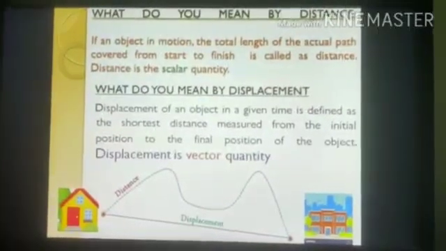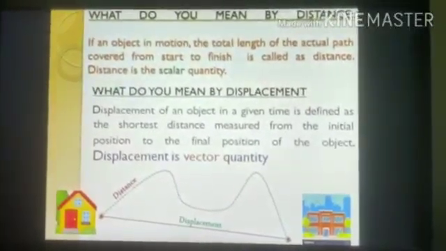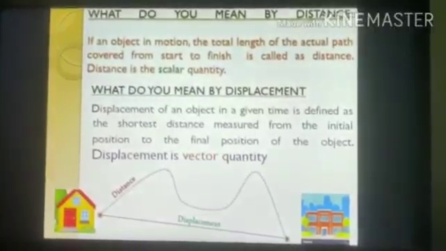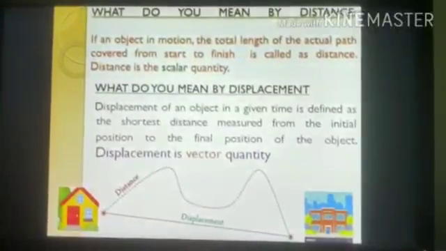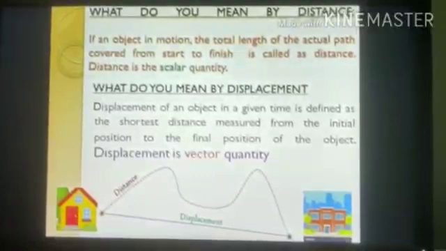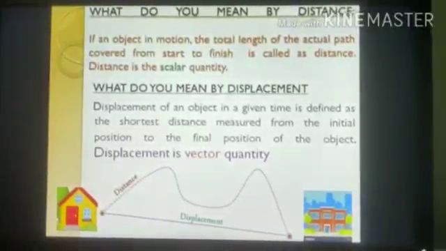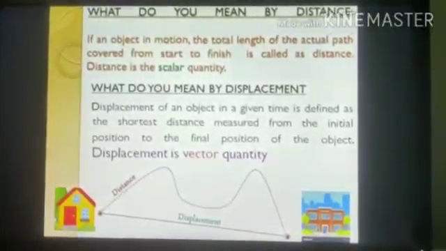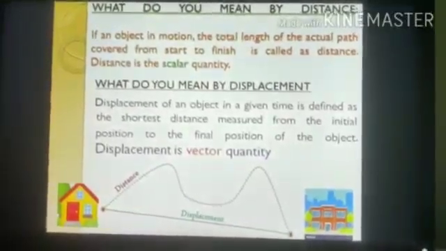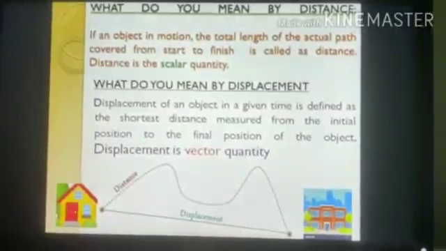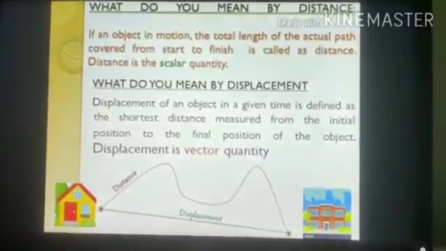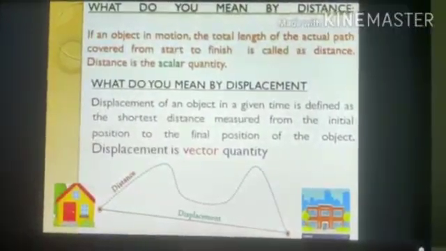Next topic, displacement. Displacement of an object in a given time is defined as the shortest distance measured from the initial position to the final position of the object. Displacement is vector quantity because it has both magnitude and direction.